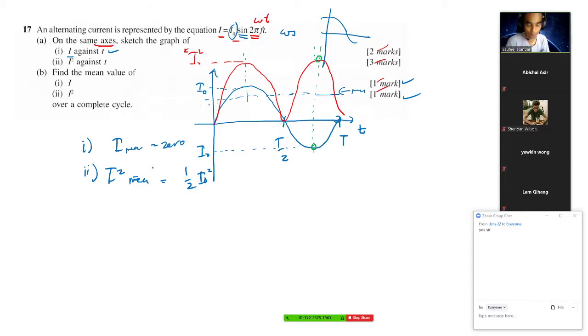Any question? Now, Usha, do you have any question about question number 17? No, sir. Okay. So did anyone get it correct? I think most of you got it correct. Question number 17 is easy.